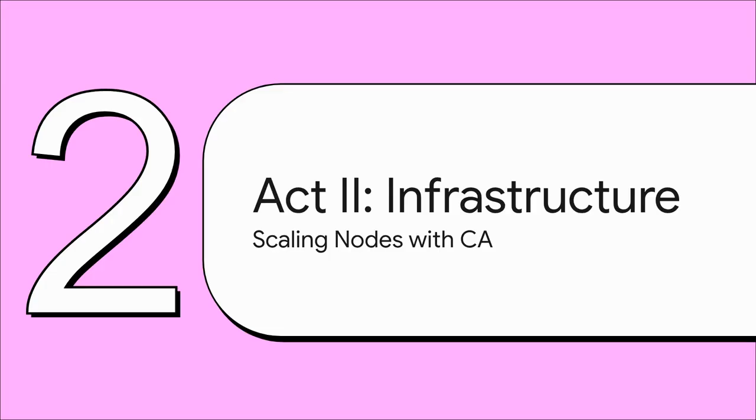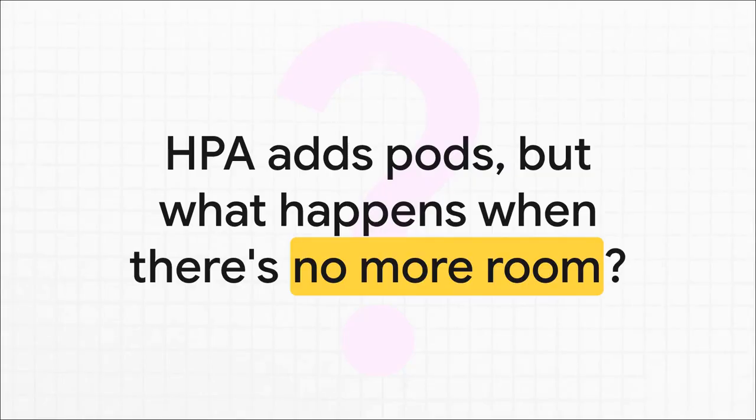But even the best musicians in the world need a stage to perform on. And that brings us to Act 2, the infrastructure layer that holds it all up. This leads us to a really critical problem.